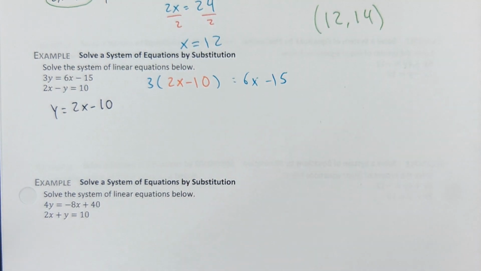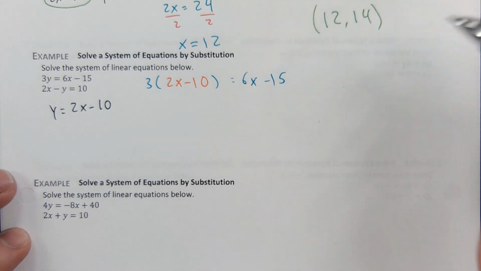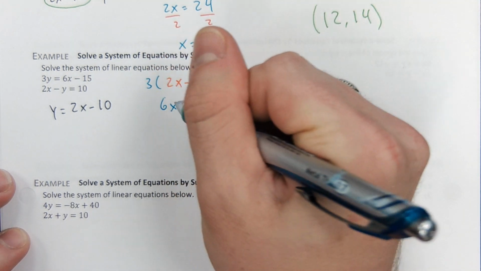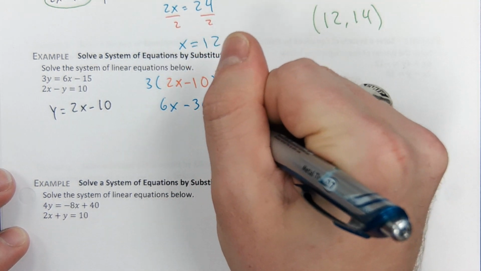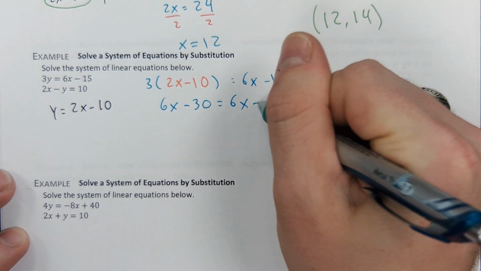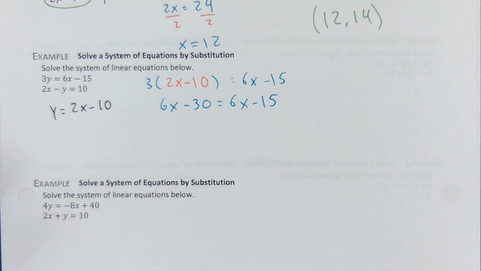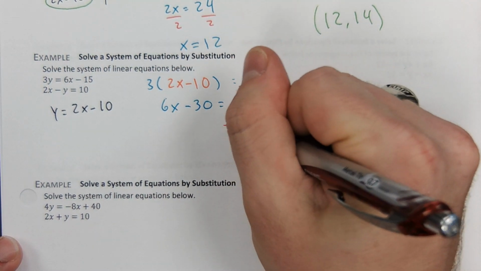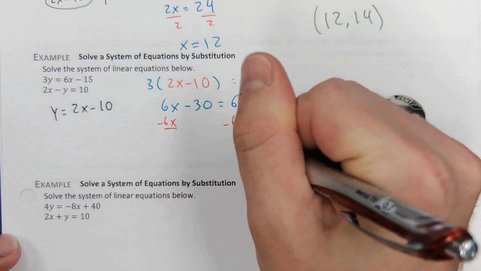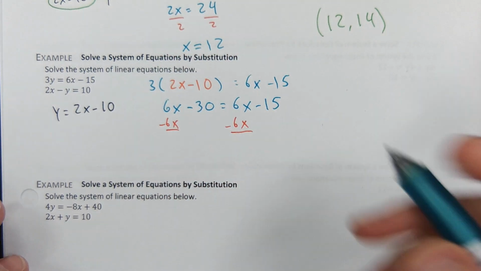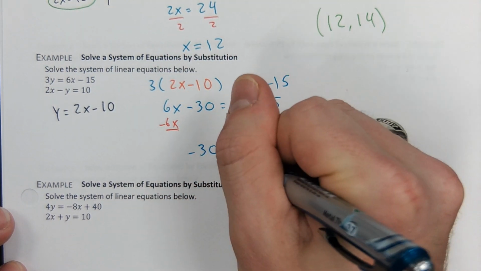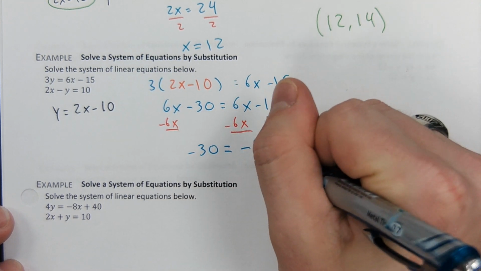Wash, rinse, repeat. Exact same thing we did on the last one. Distribute. 3 times 2x gives me 6x. 3 times negative 10 gives me negative 30. And just like before, there's no exponents, so let's get all our x's to one side. I'll move mine left because why not? And when I do that, what it's going to give me is negative 30 equals negative 15.